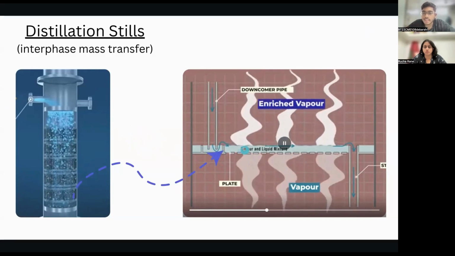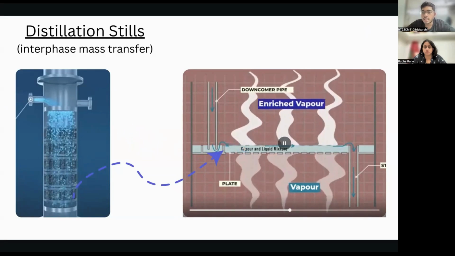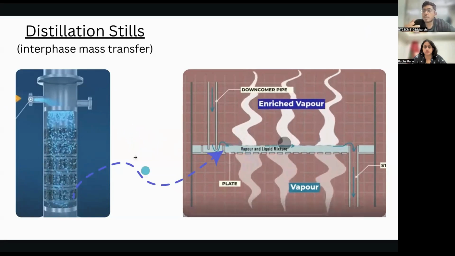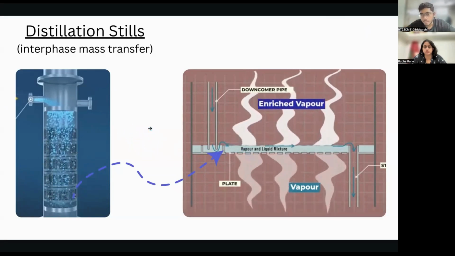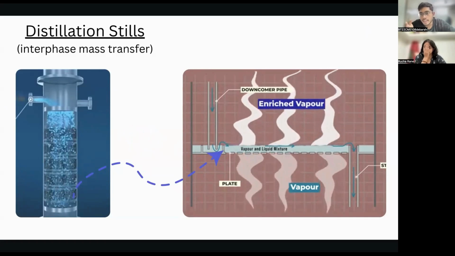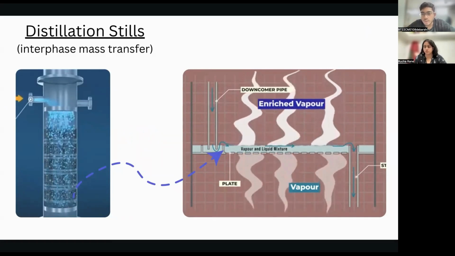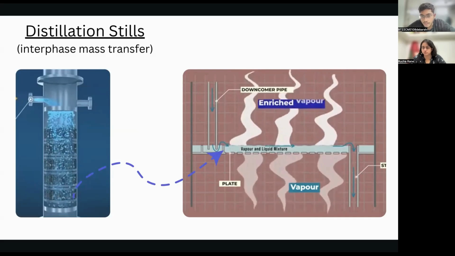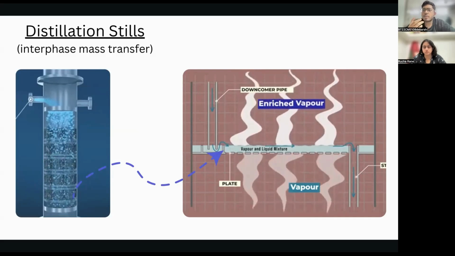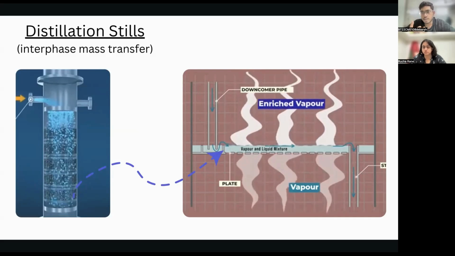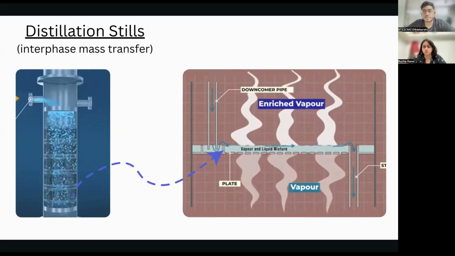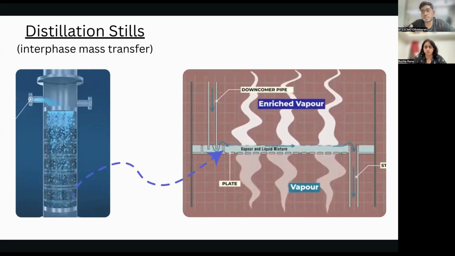In this interaction, there is mass transfer occurring. The more volatile component is going with the vapor, and the less volatile component is getting transferred into the liquid phase, that is the liquid mixture. This is a very common example. This is used for purification also. Let us move to our next example.